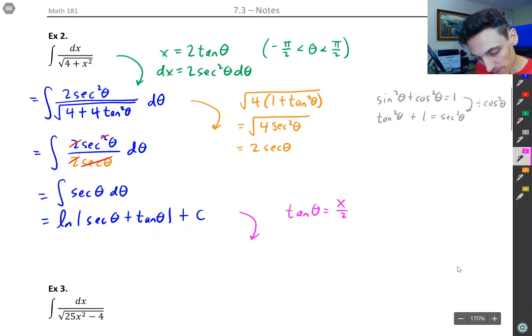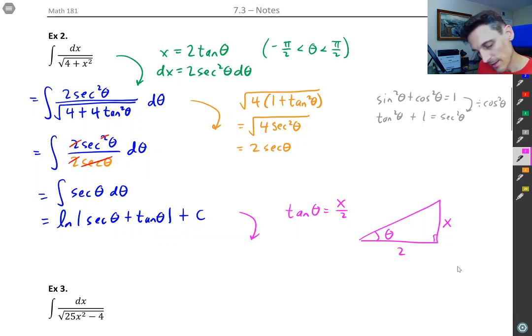Now we can draw a little triangle. A right triangle with an angle theta in it. The opposite side would be x, the adjacent side would be 2, that way tangent theta is x over 2. And then the hypotenuse here by the Pythagorean theorem will give us the square root of 4 plus x squared. Now you can write x squared plus 4 inside the radical, or 4 plus x squared. It doesn't really matter either way.